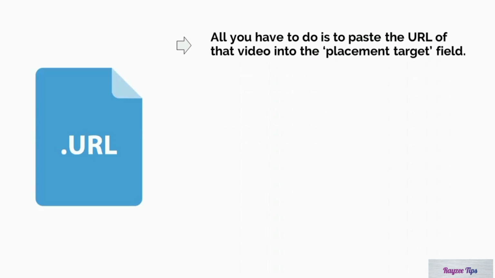Did you know that you can also target a specific YouTube video? If you found content created by another user that you think is absolutely perfectly related to your subject matter, then you could use their video as a springboard to support your brand and your campaign. All you have to do is paste the URL of that video into the placement target field.